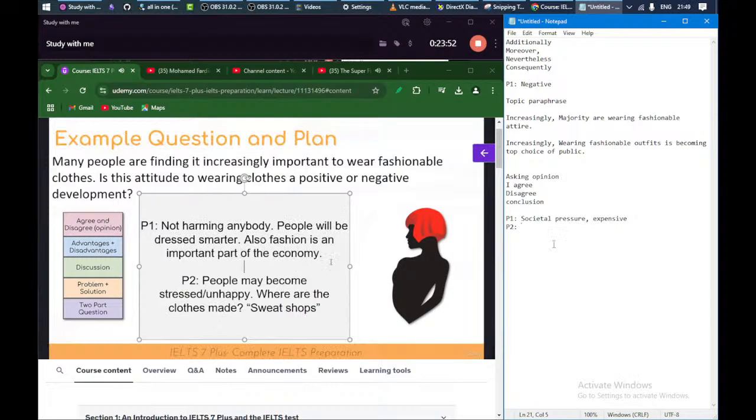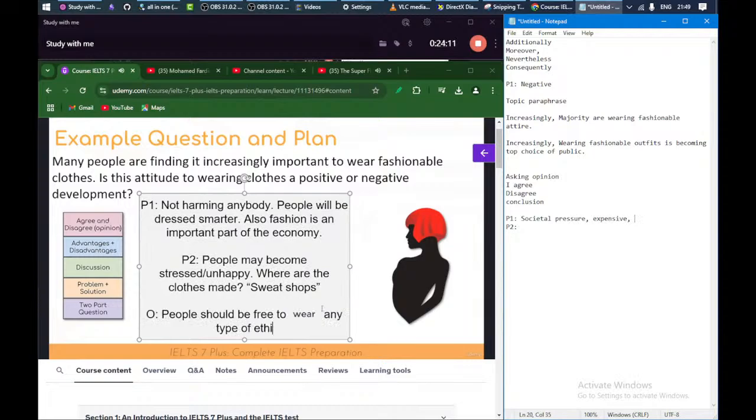I'm also being asked to give my opinion, of course, because this is an agree and disagree type question. So my opinion for the conclusion would be people should be free to wear any type of ethical clothing. If it's made in the proper way, why not? Okay, so that's my complete plan for this question. Realistically, if you're in a test, it might take you a few minutes to do this, and it will really prepare you to begin writing. So let's take a look at the next example question.